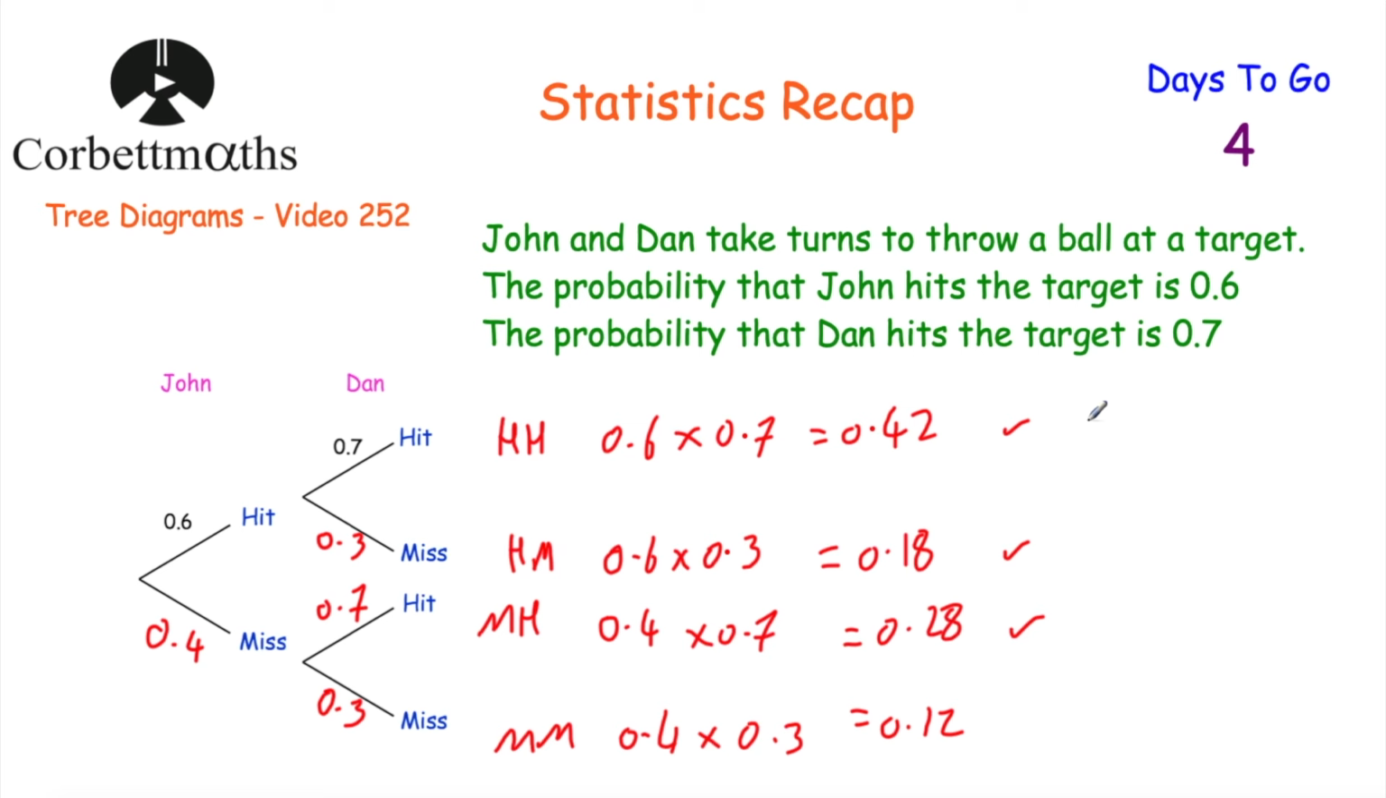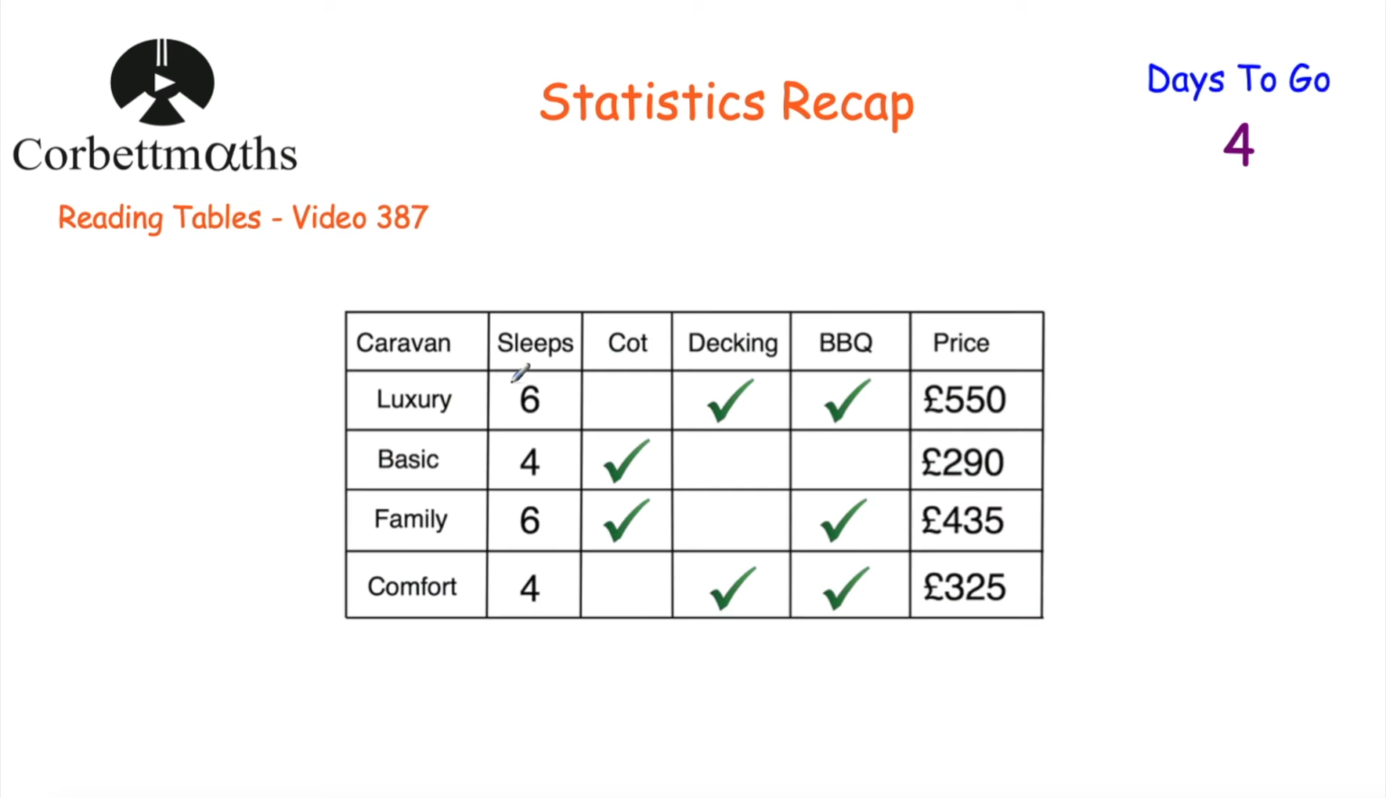So make sure you know how to answer those tree diagram questions. Also, you might encounter questions that involve reading tables, and that's video 387. If you want more practice on those, there's practice questions there. In terms of reading tables, just make sure you're reading it carefully. So for instance, if you're asked to write down the types of caravan that have decking, you go to decking, and the luxury caravan has decking, but also the comfort caravan has decking as well. So make sure you're able to read those questions and then read those tables.